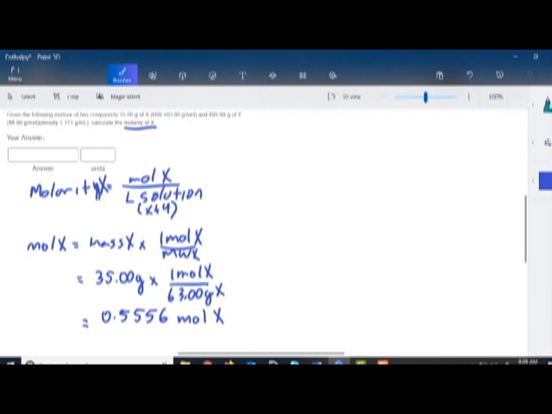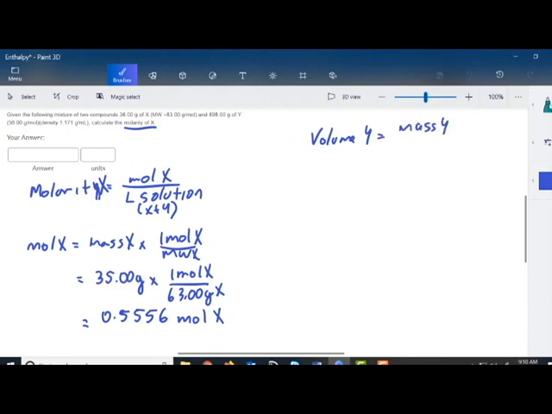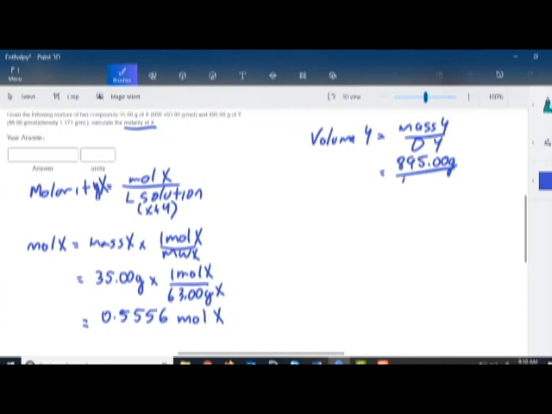Now we need to figure out the volume of the solution. The volume of Y we're going to have to get from the density, because it's going to be the mass divided by the density. So the mass of Y divided by the density of Y. And the mass of Y is 895.00 grams. The density is given as 1.171 grams per mil, which comes out to be 764.3 mils.